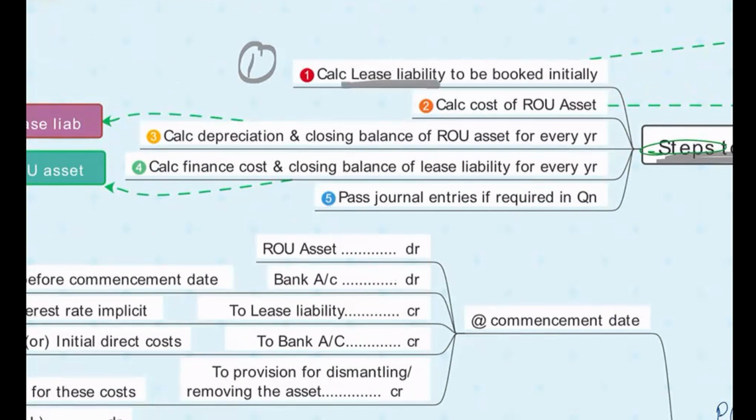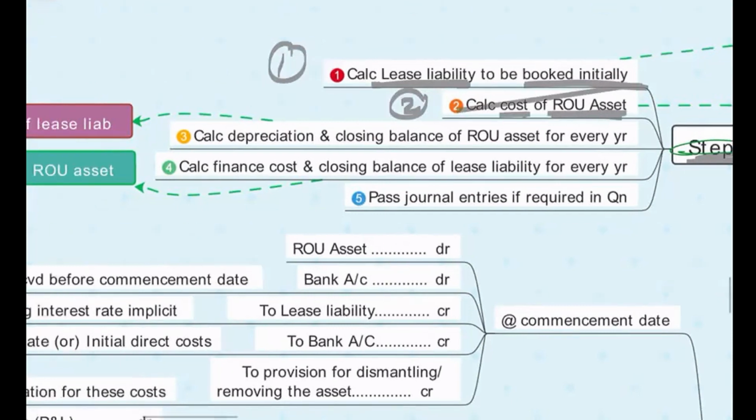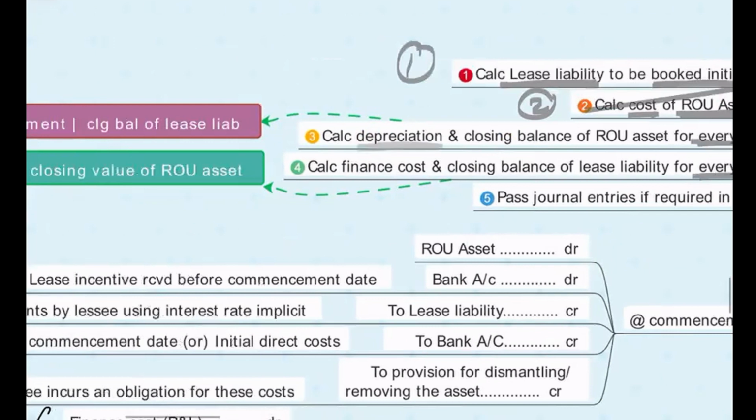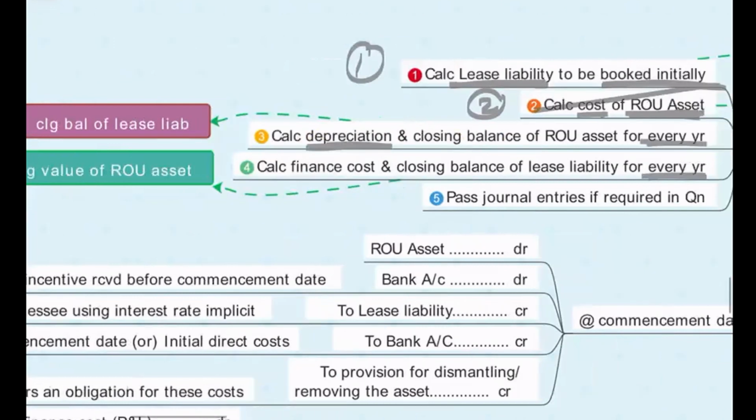What is lease liability? Present value of lease payments, and you have to first book it. Okay, the second step is you are going to calculate the cost of the ROU asset, and you have to book that ROU asset in your balance sheet. Once this is done, every year, first for the ROU asset, you have to calculate the depreciation, reduce the depreciation from the ROU asset, and find out the closing balance of the ROU asset or carrying value of the ROU asset at the year end.